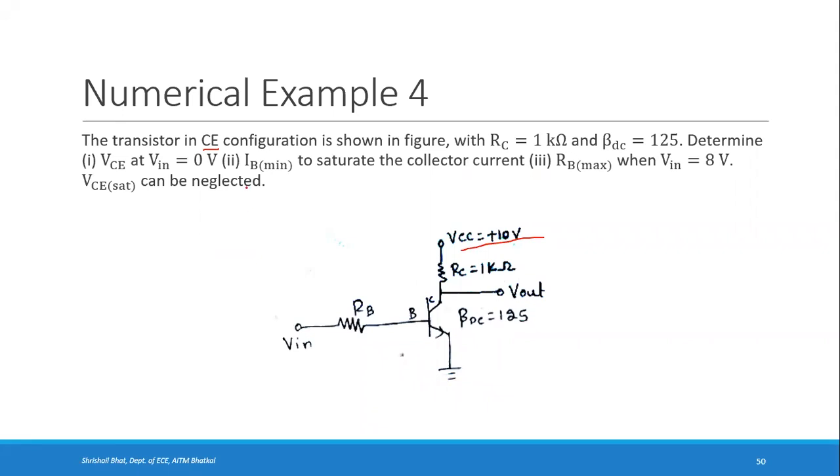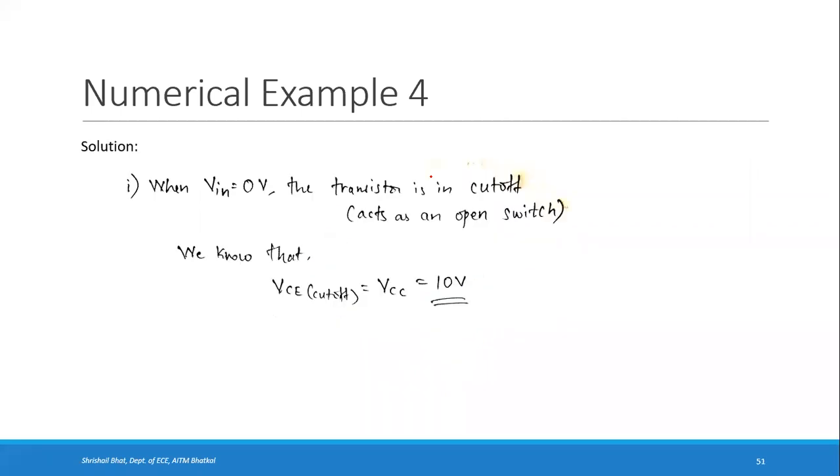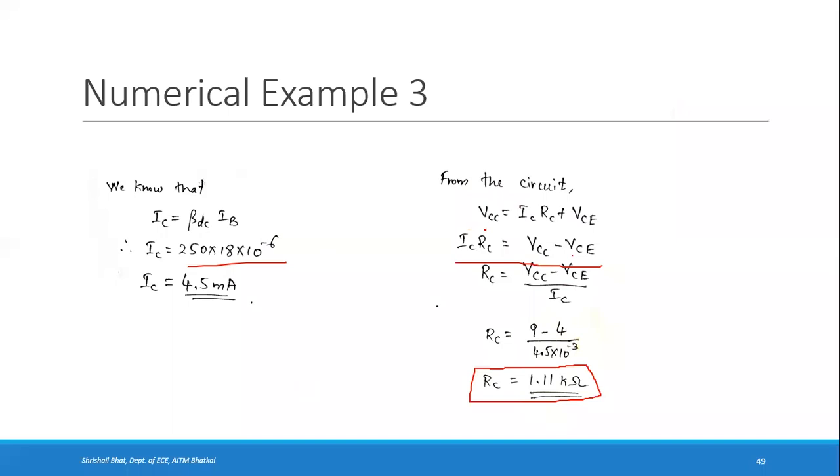Second, you are asked to find IB min to saturate the collector current, the minimum value of IB for saturation of the collector current. Yesterday we saw the expression for the saturation collector current, VCC minus VCE divided by RC. How do you get this expression? It is from the same thing: VCC equals IC RC plus VCE. If you rearrange, IC RC is VCC minus VCE. Then RC comes to the denominator, so IC is equal to VCC minus VCE divided by RC.